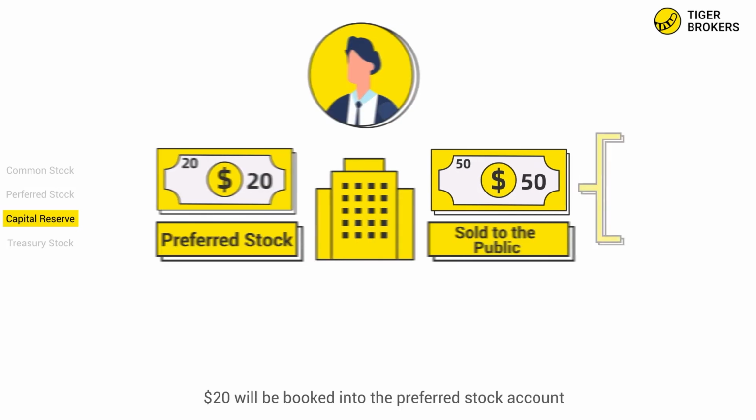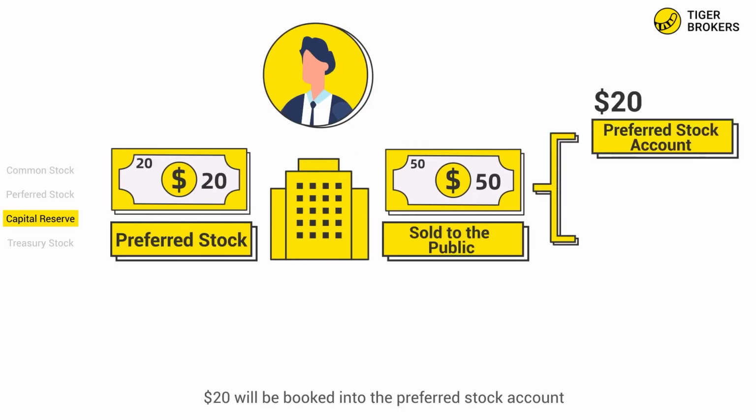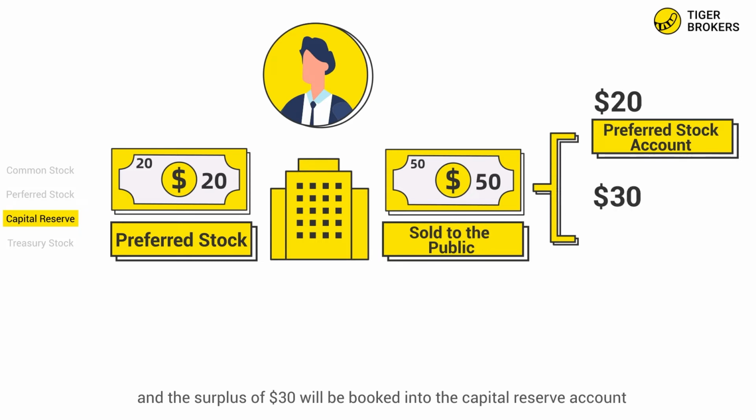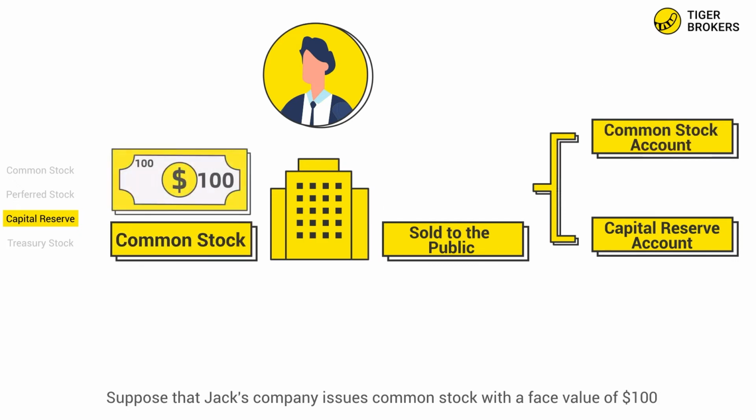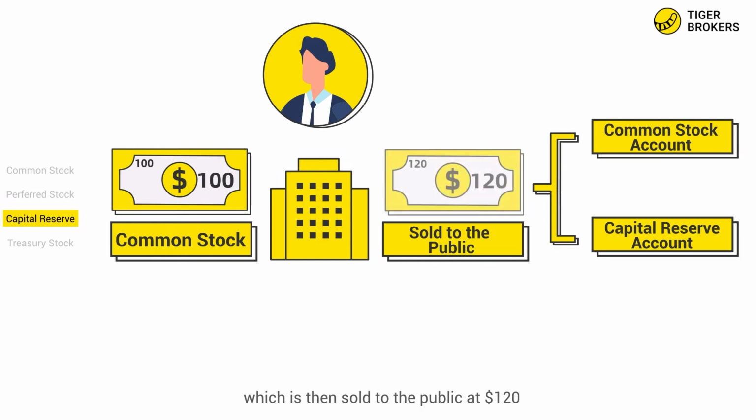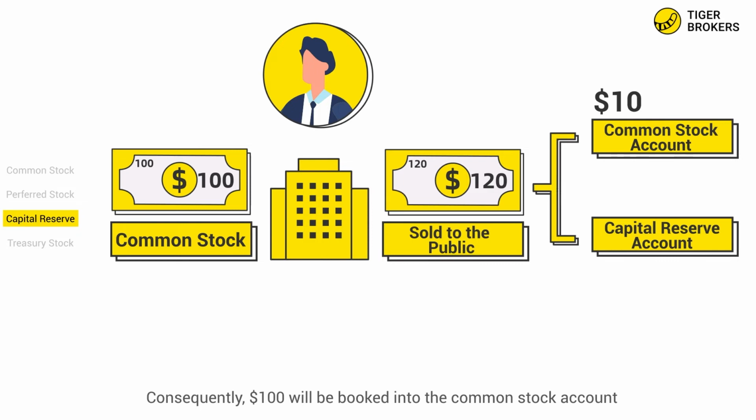As a result, $20 will be booked into the preferred stock account, and the surplus of $30 will be booked into the capital reserve account. The same rule applies to common stock. Suppose that Jack's company issues common stock with a face value of $100, which is then sold to the public at $120. Consequently, $100 will be booked into the common stock account, and the surplus of $20 will be booked into the capital reserve account.